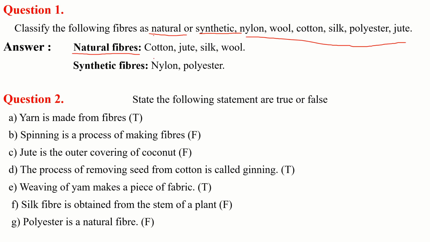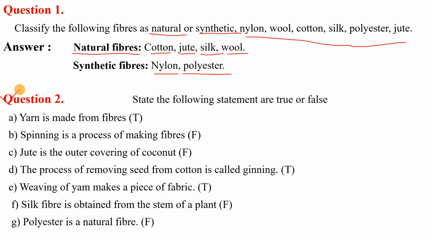Okay. Now coming to this point, natural fibers. Natural fibers are the fabrics which come from plants, taken from plant products. Okay, they are cotton, jute, silk and wool. They have given the options here, and we have to select which are natural fibers. Next, the synthetic fibers are nylon and polyester. We call both of them synthetic fibers. Okay.